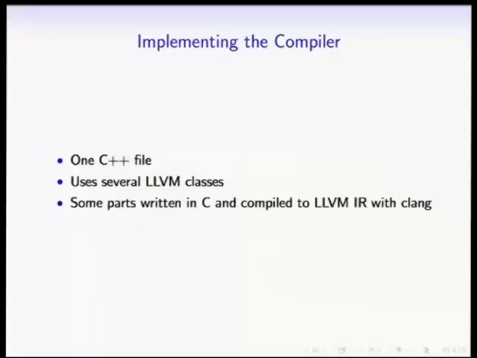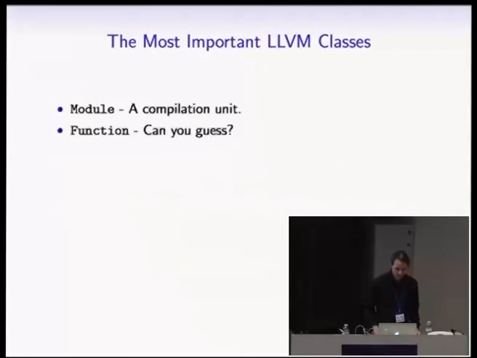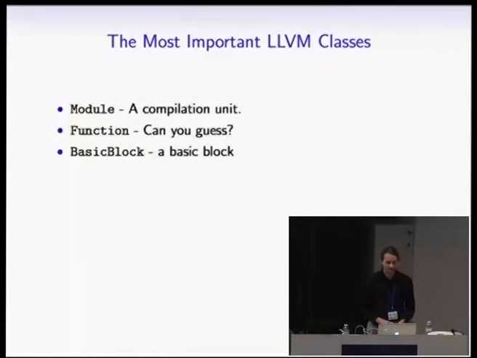So the compiler is just one C++ file, and maybe some of you have looked at this C++ file already. It uses a few LLVM classes, which I'll go through quickly now. And some parts of this are written in C and are compiled using Clang and are then linked into the program. So I've kind of gone through what some of these things are already.